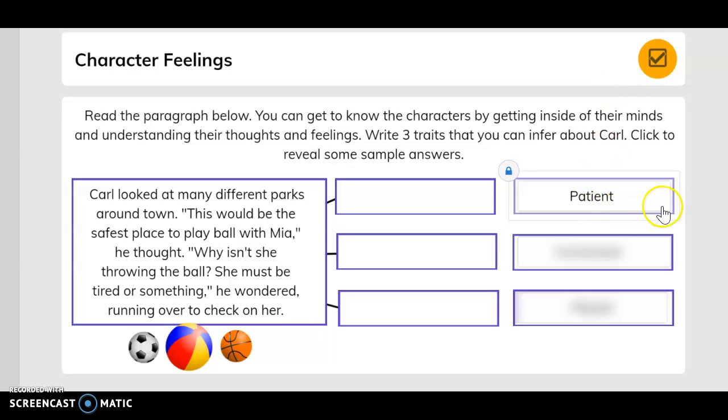So these are some traits about Carl. He's patient, concerned, and playful. Do we have 3 more that we can have?